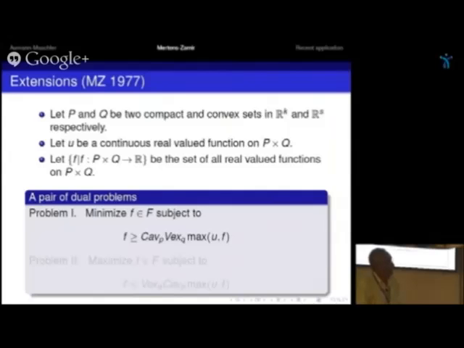F is here the set of real, I think continuous. No, wait a second. Continuous, yes. The dual problem is... Another typo. Yes, that's min. That's what happens when you cut and paste. Okay, so this should be min.